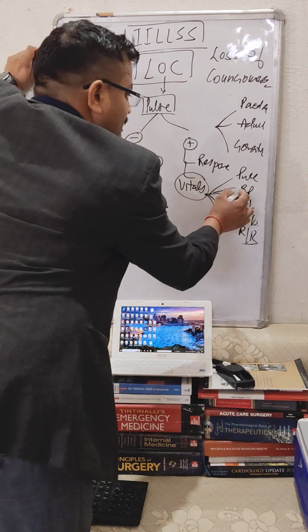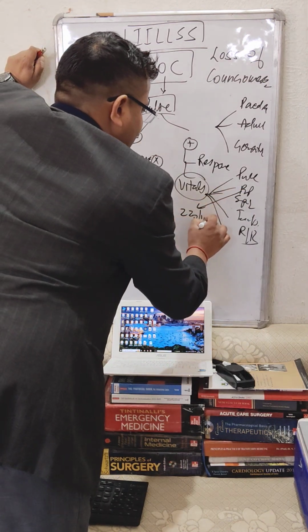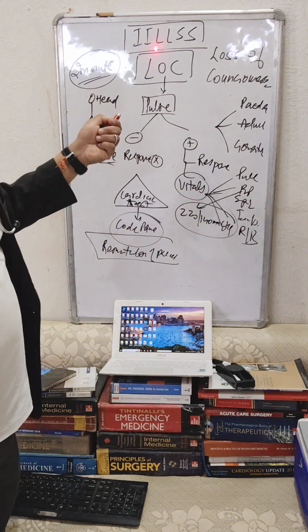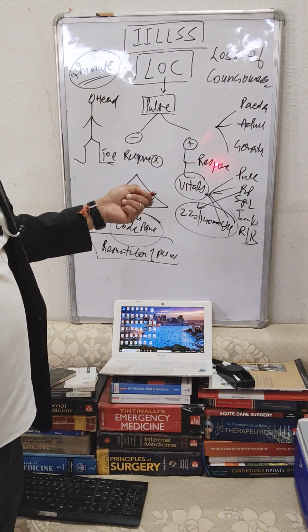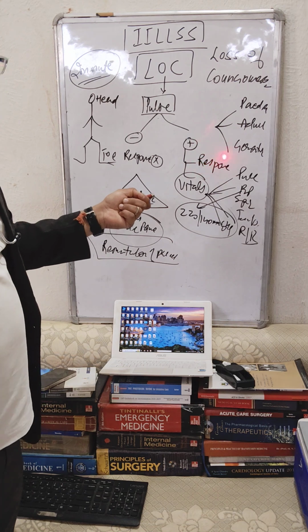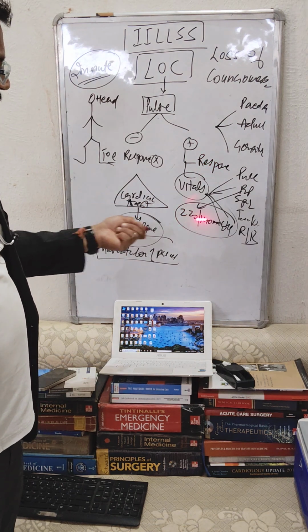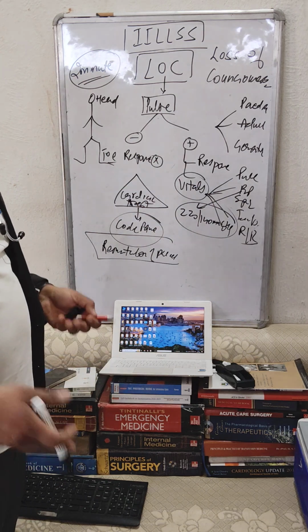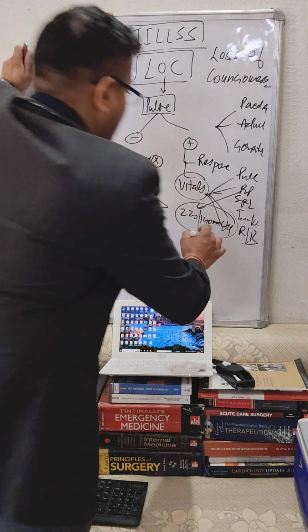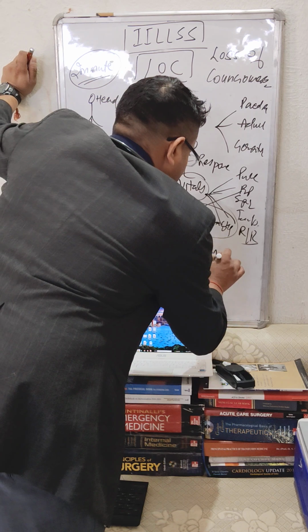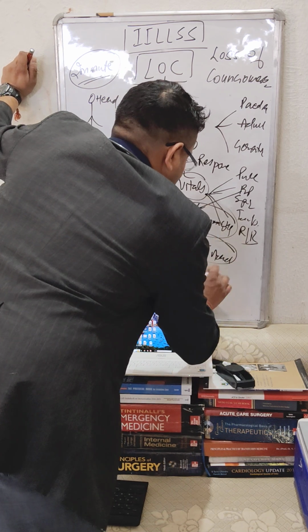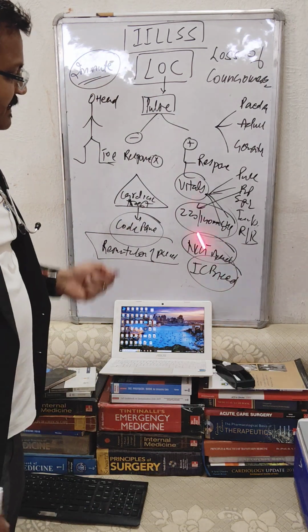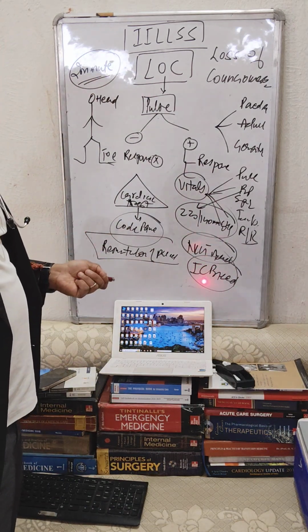Suppose the blood pressure is 220 by 140 mm of Hg. The patient is unconscious, pulse is present, the patient is not responding or is drowsy with low GCS, and BP is on the higher side, 220 by 140. Immediately we have to get an NCCT head done. The patient might have an intracranial bleed. We have to look at this scenario immediately.